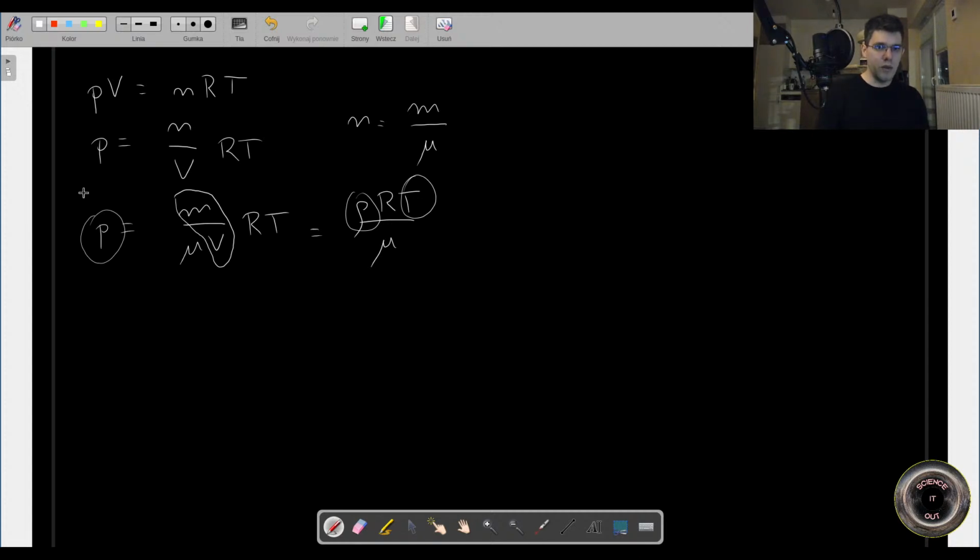All right. So this form of the equation, P equals rho RT divided by mu, has no extensive values, so that's nice. And R and mu are constant, so that's also cool.